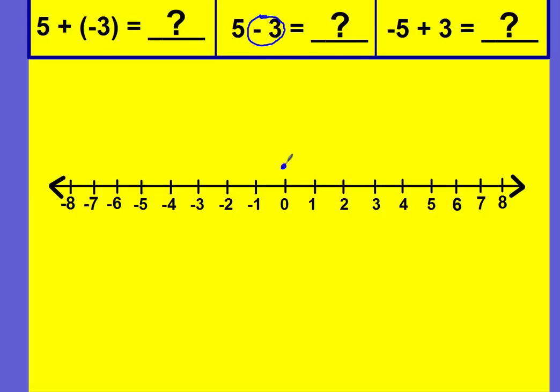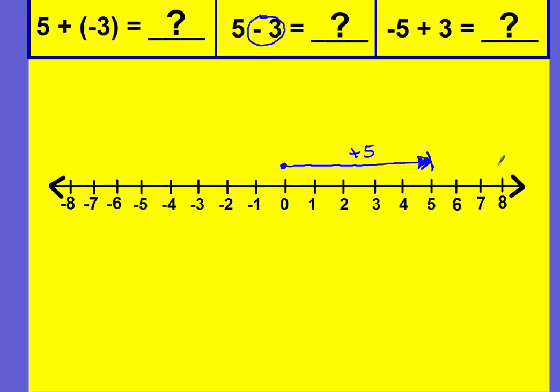We're going to start at 0, draw our dot. We want to go +5 units to the right. So there's my stop line. I draw my arrow line and label this as my +5. To that, I want to combine it with a -3.